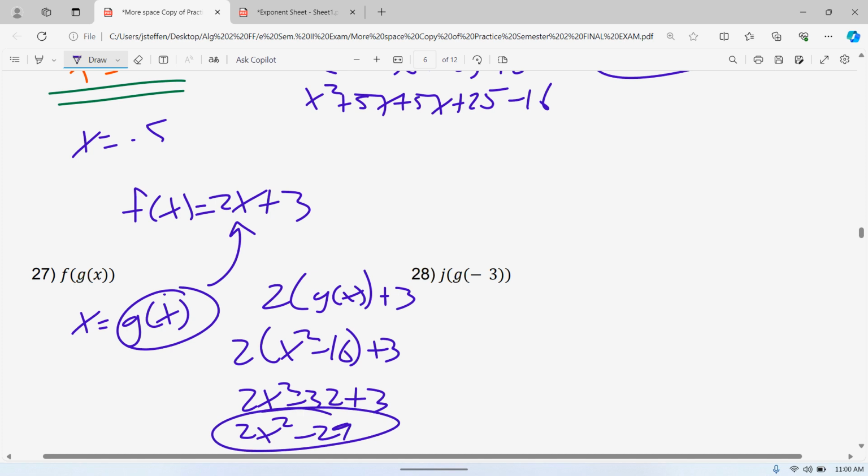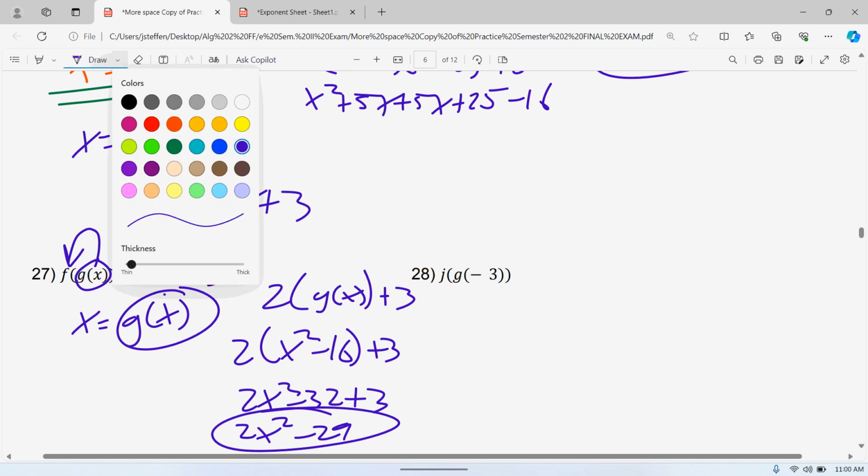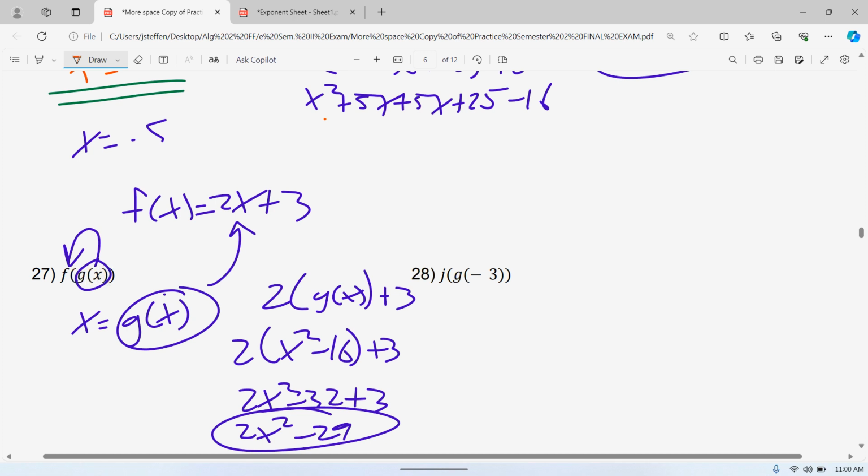The math is not the hard part. The hard part is making sure you remember you're plugging into the f equation. J of g of -3, so we plug -3 in for g first, just like we did in number 24, and then we take whatever that answer is and plug it into the j. The g equation is the one we've been working with, so it's -3 squared minus 16, which is positive 9 minus 16. 9 minus 16 is -7.